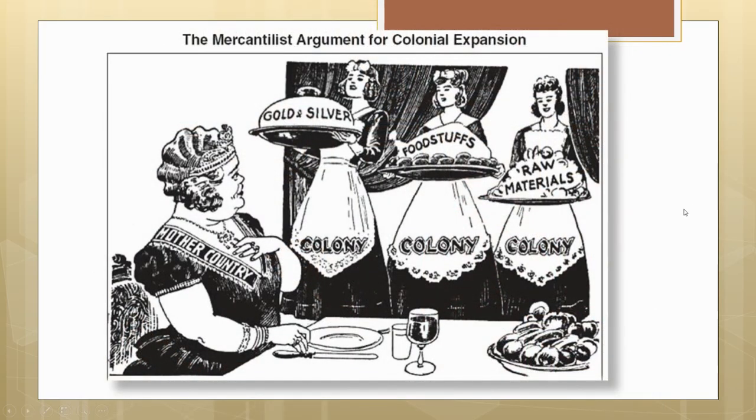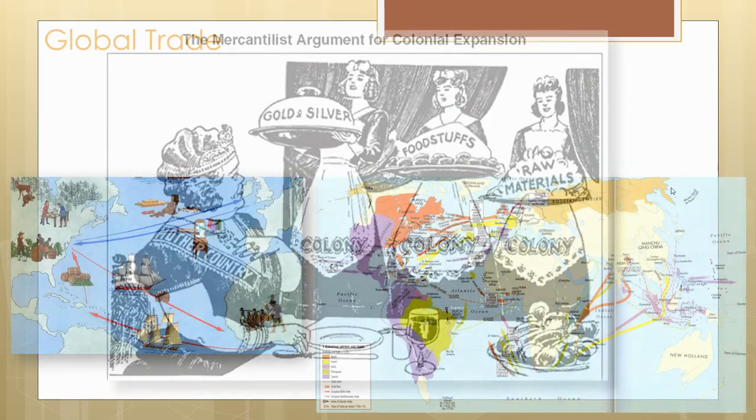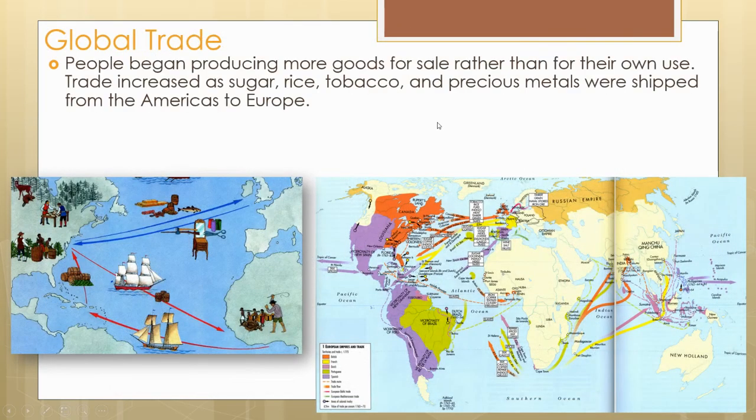So this is kind of how the mother countries felt what the colonies were actually supposed to do. Pretty much just serve the mother country, with raw materials, foodstuffs, gold, and silver. So global trade, people began producing more goods for sale rather than for their own use. So you had an extra, you had a surplus.